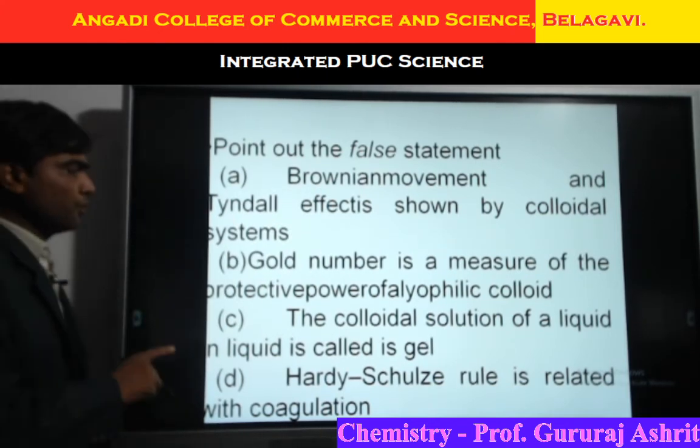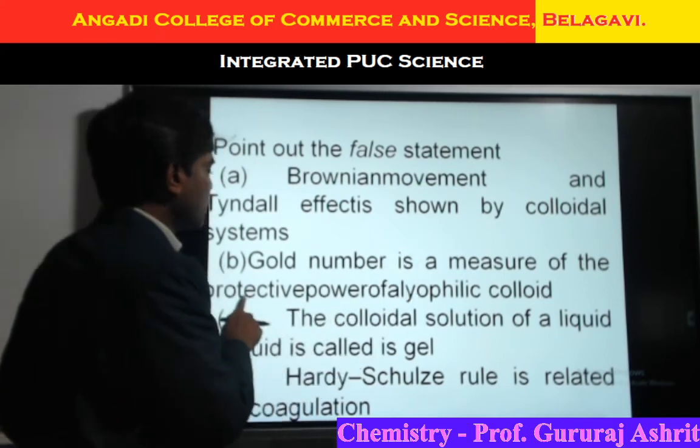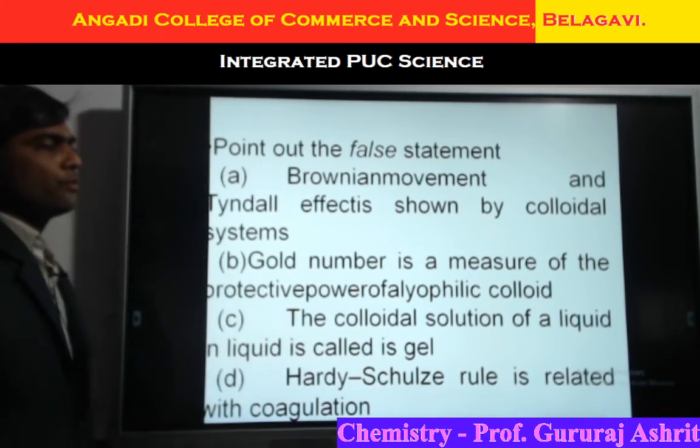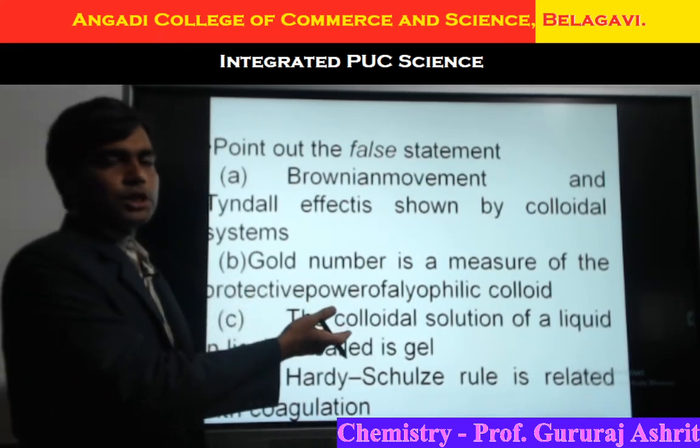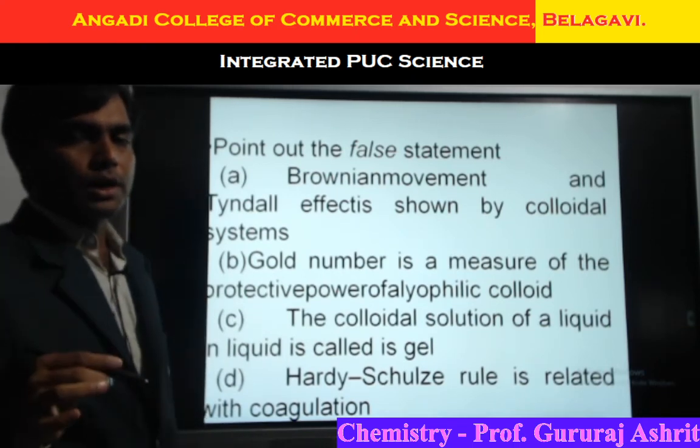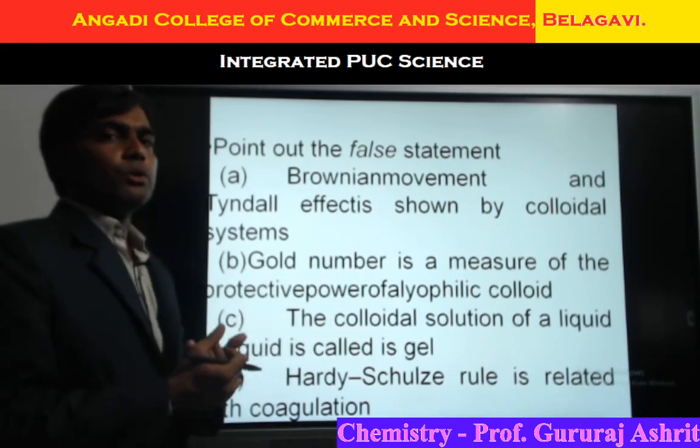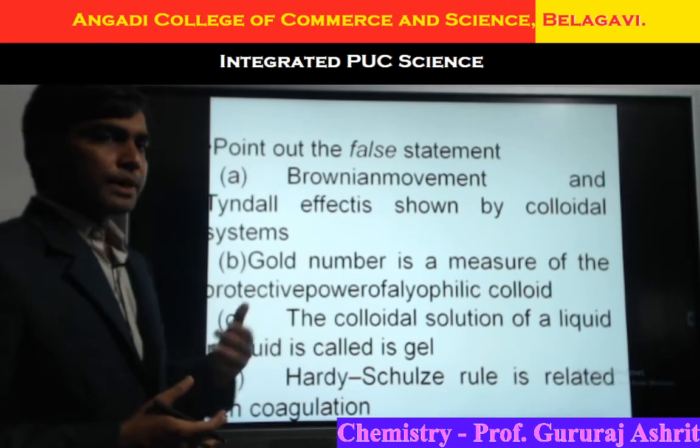First option is true. Gold number is a measure of the protective power of a lyophilic colloid. So just now we discussed gold number means protective colloid power. So the statement is correct.